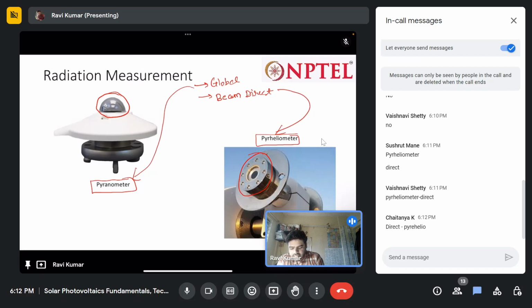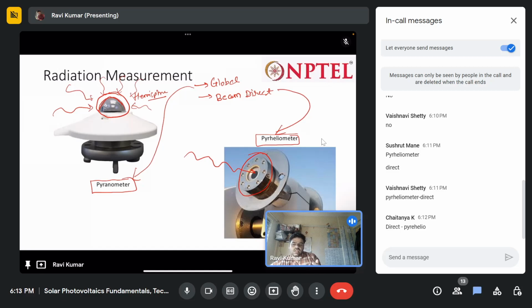Okay, so see what happens. This structure is like a hemisphere. Radiation can come from any direction, like this. So what kind of radiation will come from all directions? It will be global radiation. And here only one directional ray can enter this device. Only one direction, so it will measure our beam radiation.